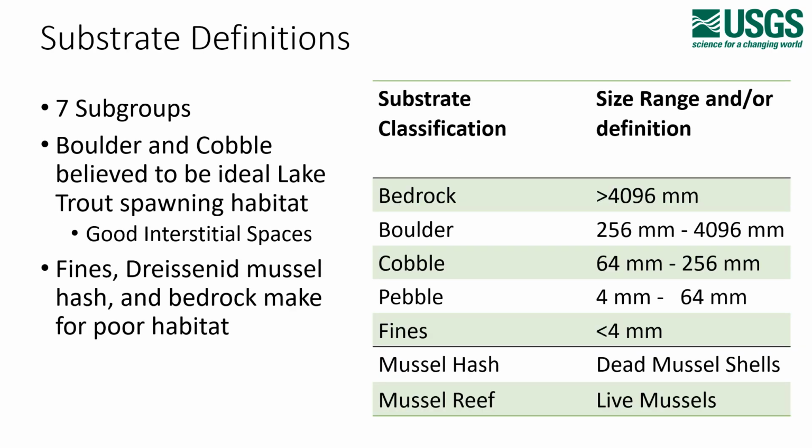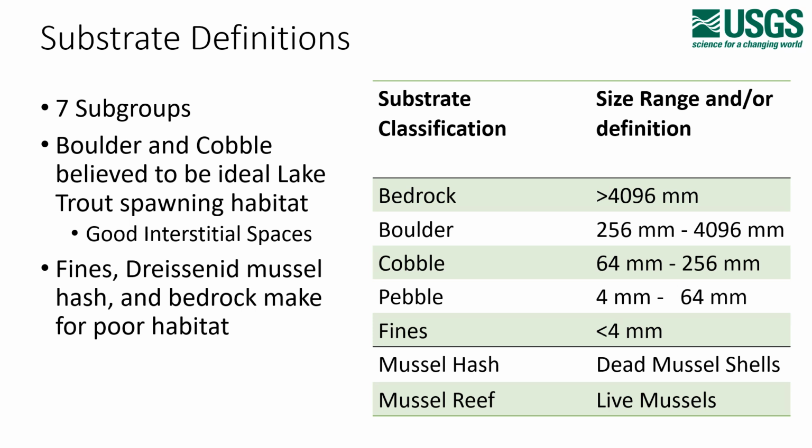So that table on the right will give you a better idea of how we were classifying the substrates. There were 7 subgroups in total, 5 of which were geologic, which were bedrock, boulder, cobble, pebble, and fines, and those are shown there from largest to smallest. Then there were also 2 biogenic subgroups, which were mussel hash, which is dead Dreissenid mussels, and mussel reef, which are live Dreissenid mussels that are still attached to the substrates on the lake bed.